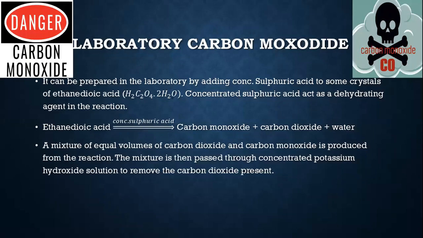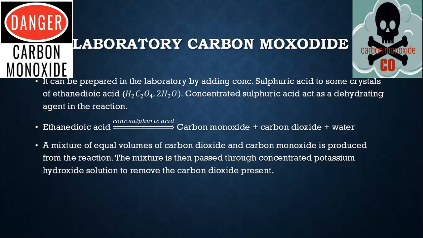A mixture of equal volumes of carbon dioxide and carbon monoxide is produced from the reaction. The mixture is then passed over concentrated potassium hydroxide solution to remove the carbon dioxide present. What do I mean here? If you want to remove any trace of carbon dioxide in the mixture of products, you have carbon monoxide and carbon dioxide. We said that water is in liquid form, so water remains, but the two gases that escape are carbon monoxide and carbon dioxide.